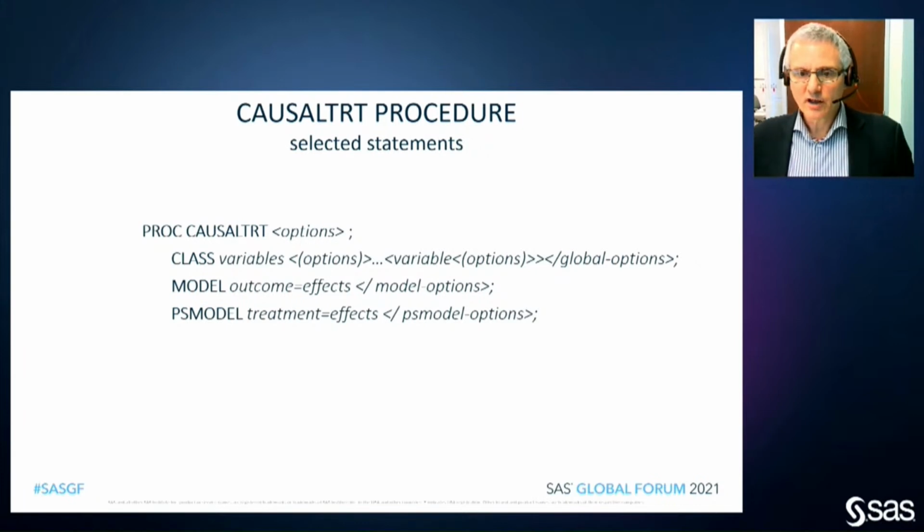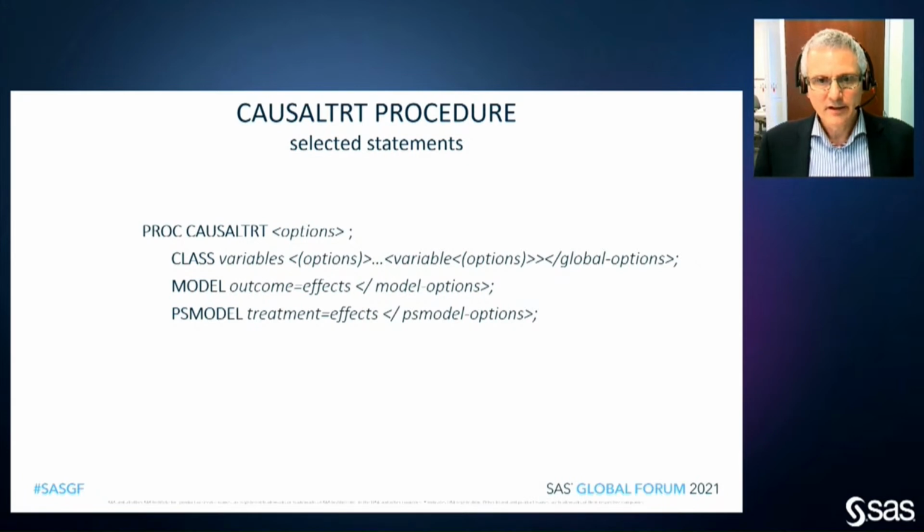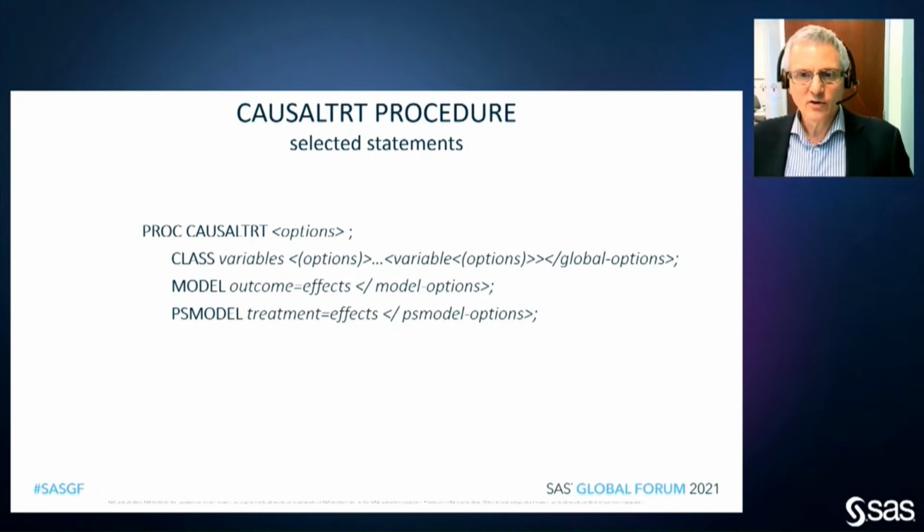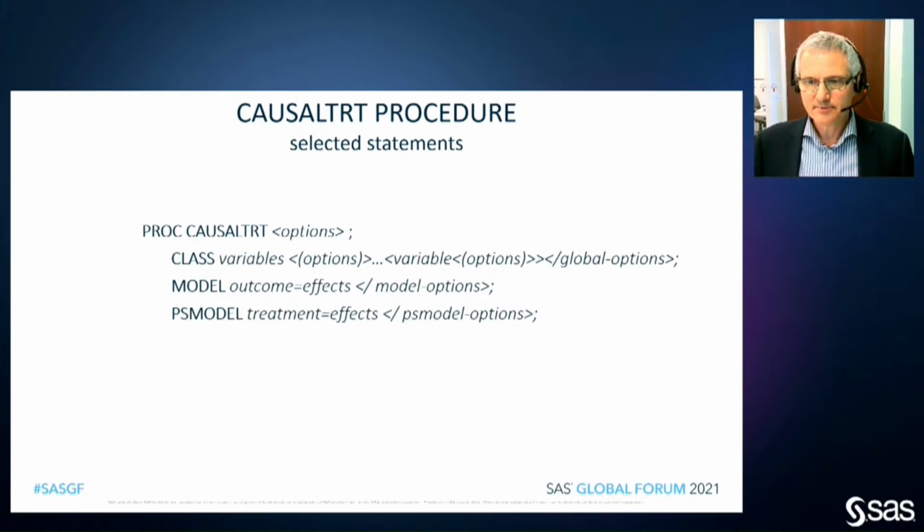Here's the syntax for the PROC CAUSALTRT statements. A comprehensive discussion of all the capabilities of CAUSALTRT is well beyond the scope of this presentation. So I encourage you to review the CAUSALTRT documentation and the examples to learn all of the features. There's also a 2017 SAS Global Forum paper by Michael Lamb and Jung Yi Su; see that paper for an introduction to CAUSALTRT. You specify categorical model and PS model inputs on the class statement.